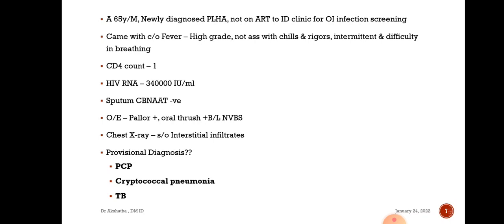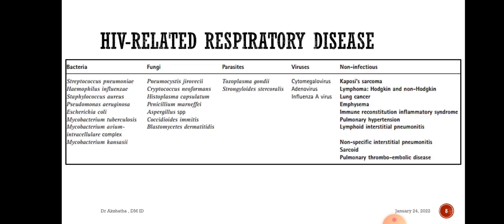So TB can't be ruled out, so it should also be considered. But again, sputum CBNAT is negative, so it's mostly unlikely, but still it will be in your DDs. Whenever a PLHA patient is coming with respiratory distress, what are the things we should keep in mind? As I mentioned, depending upon the CD4 count, you can narrow it down slightly.